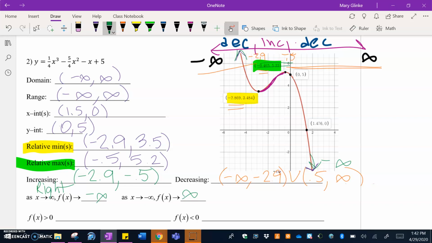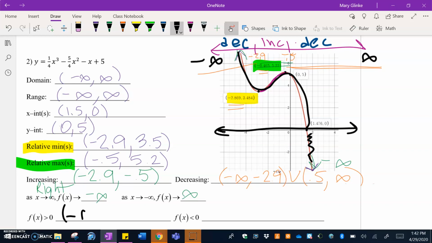For greater and less than 0, so if I look at this line right here, half of my graph is above and half of my graph is below. So above 0 starts all the way on the left, negative infinity, and it stops at 1.5. Below then starts at 1.5 and then goes to the right for forever, to the positive infinity.